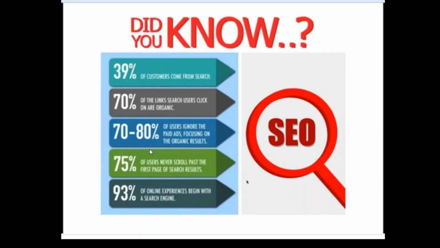So these are the statistics that we have. 39% of the customers come from the search engine. 70% of the link searches are organic, that means without paying money. Without spending any money, we can get through the search engines. 70 to 80% of the users will ignore the ads. 75% of the users never scroll out of the first page.